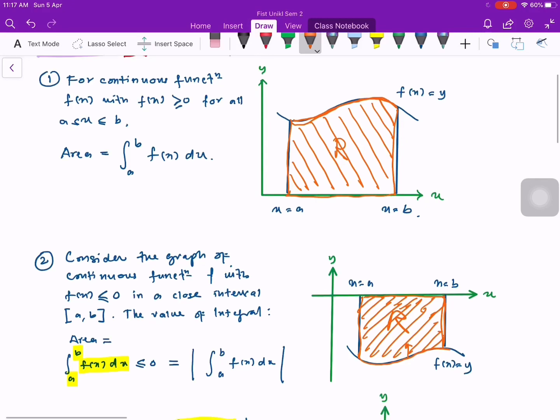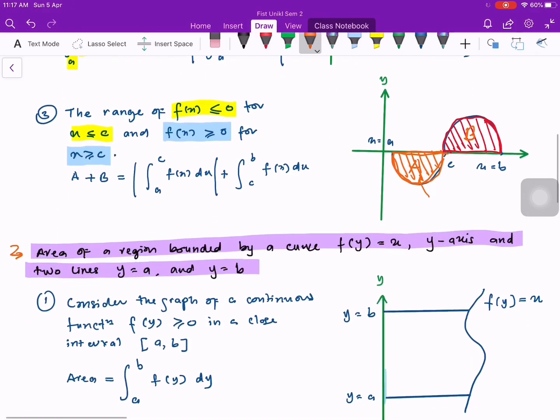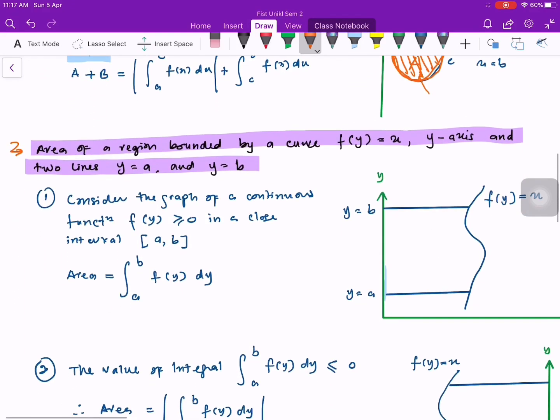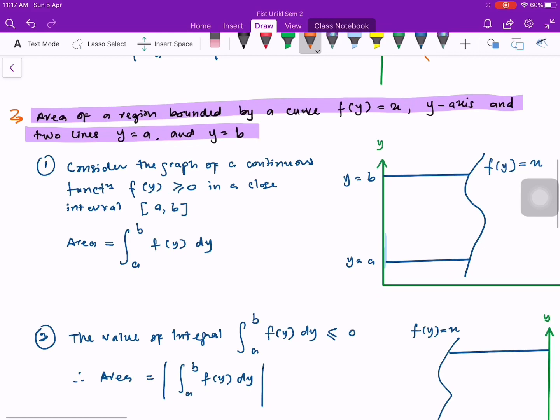examples. Okay, now kita tengok bahagian di mana kita ada area of region bounded by a curve of f(y) is equals to x. Okay, f(y) is equals to x with the y-axis. Kali ni kita nak tengok dengan y-axis, and two lines of y is equals to a and y is equals to b. So these both are horizontal lines in this case. So kita tengok contoh yang pertama.